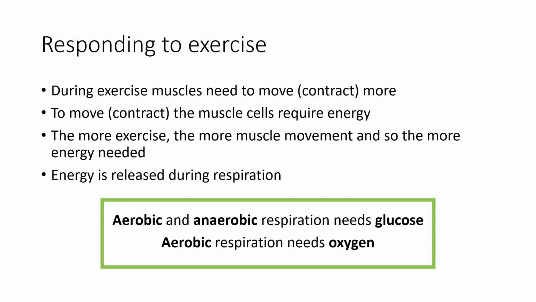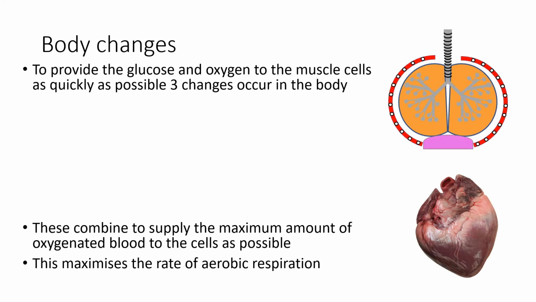Therefore, as our muscles contract more and we do more exercise, more energy is required, which means we have to have more respiration occurring, which means we need more glucose and possibly oxygen being sent to the muscle cells. So we've said about the fact that muscles, when they are doing exercise and contracting, they need more glucose and they need more oxygen if it's aerobic. If it's anaerobic, they still need glucose, but they don't need more oxygen.